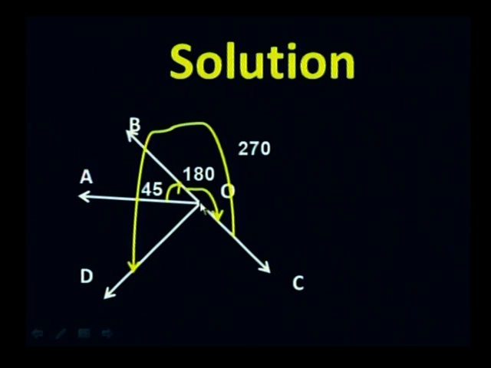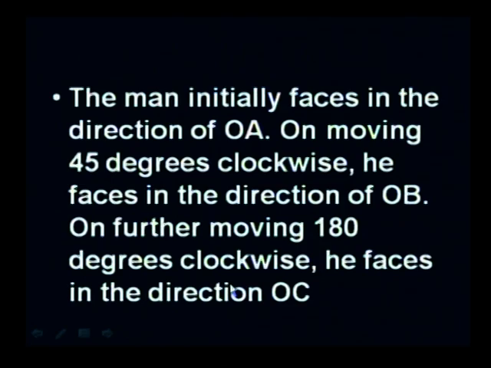So originally he is at this O, he is moving in the direction of 45 degrees. He is initially facing A, then he is moving 45 degrees, he would be facing B. From here he is moving 180 degrees, he would be facing C. Then he is taking a reverse turn 270 degrees, he is facing D. So where is he facing now?